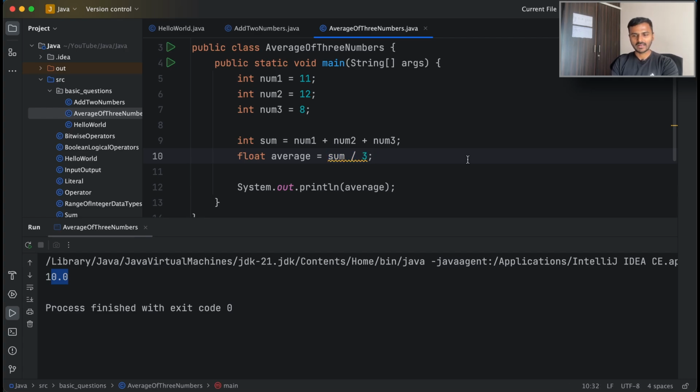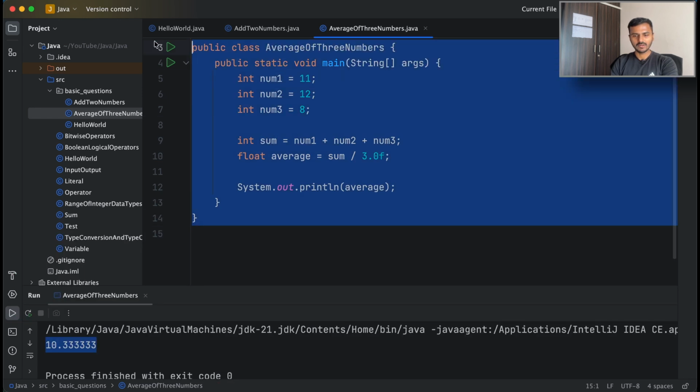So to mitigate that, we can either have sum as a float or we can say divided by 3.0f. And if I do that, first of all, the yellow line vanished. And if I run the code now, I'm going to get 10.3333. So with this, we solve the third question.